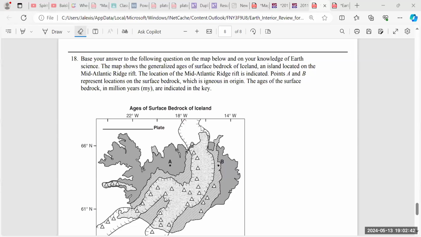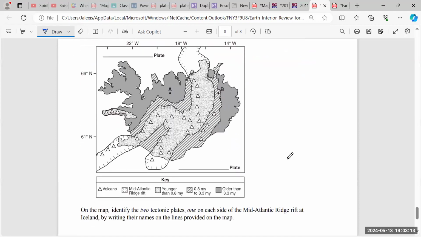All right, so number 18, it says base your answers to the following questions on the map below and your knowledge of earth science. The map shows the general ages of surface bedrock of Iceland, an island located on the Mid-Atlantic Ridge rift. Keep that in mind. The location of the Mid-Atlantic Ridge rift is indicated. Points A and B represent locations on the surface bedrock, which is igneous in origin. The ages of the surface bedrock in millions of years are indicated in the key.